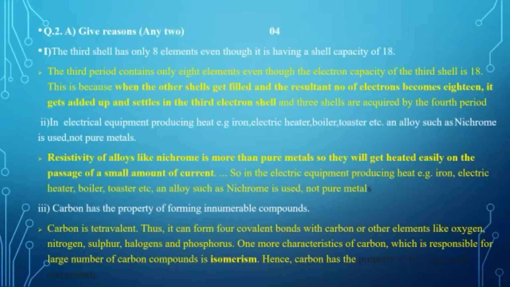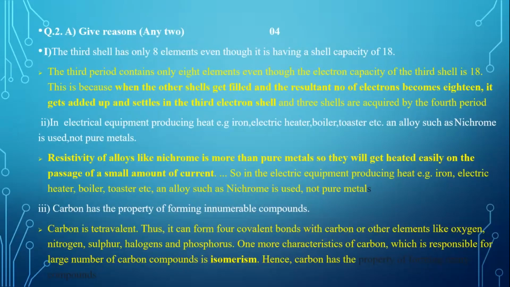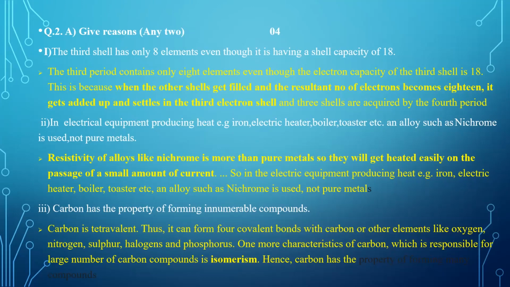In electrical equipment producing heat, for example iron, electric heater, boiler, toaster, etc., an alloy such as nichrome is used, not a pure metal. See students, this question is asked many times, and it is very important. So in electrical equipment, for example the iron you are using at home, electric heater, boiler, toaster, why is nichrome used, not pure metals?